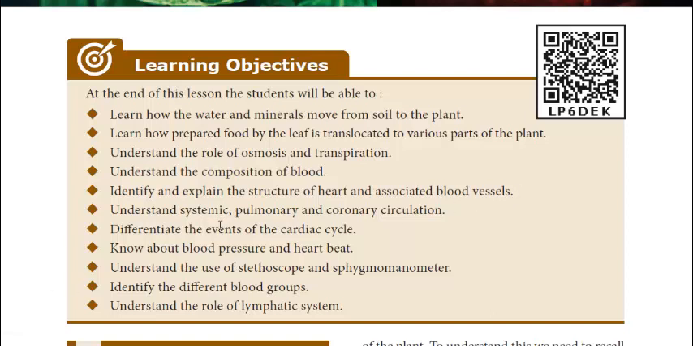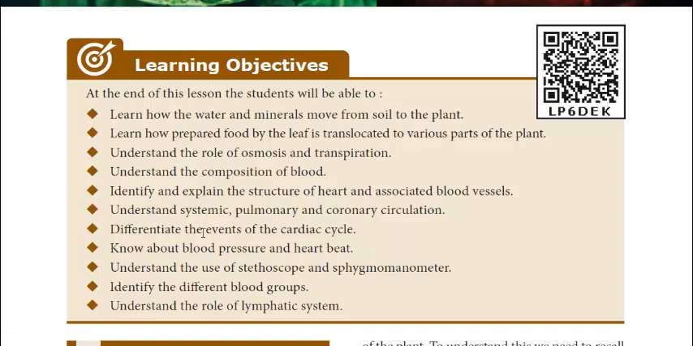You will also understand systemic, pulmonary and coronary circulation. What is systemic, what is pulmonary? Pulmonary refers to lung and coronary refers to heart. So you will study the entire circulation. All these types of circulation give rise to the entire circulation found in the animal.